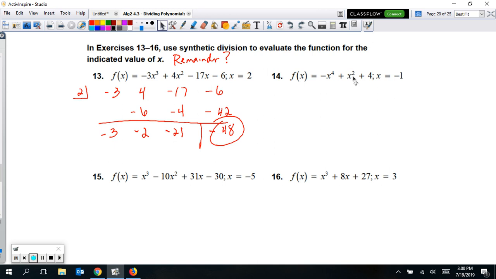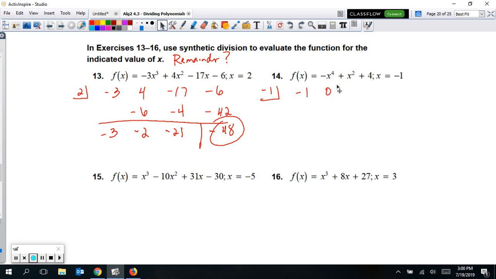Okay, on to 14. Our indicated value here is x equals -1. So that's our multiplier number. Start with putting that to the side. Now for the coefficients of our function, it starts with the x to the fourth term, so that's a -1. X to the third, well, that's not there. If it's not there, we need to represent it with a 0. So x to the third is represented with 0.